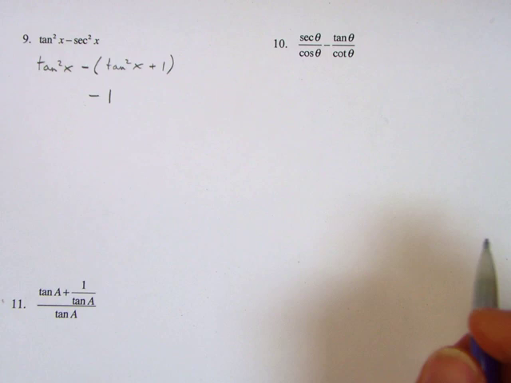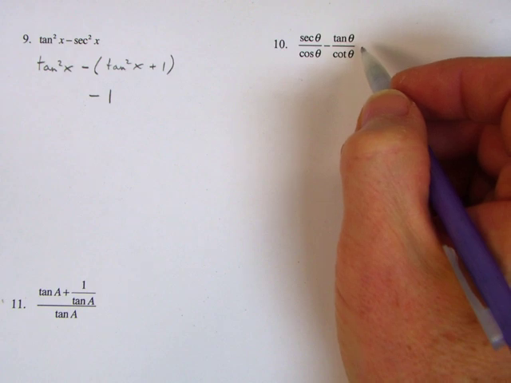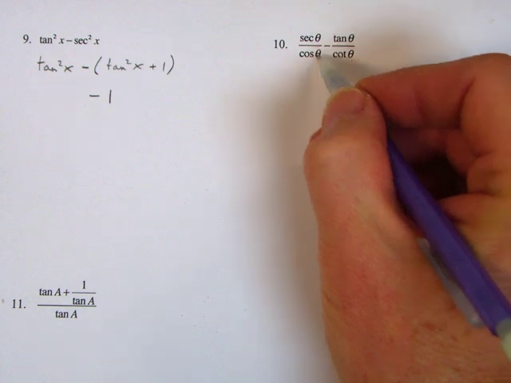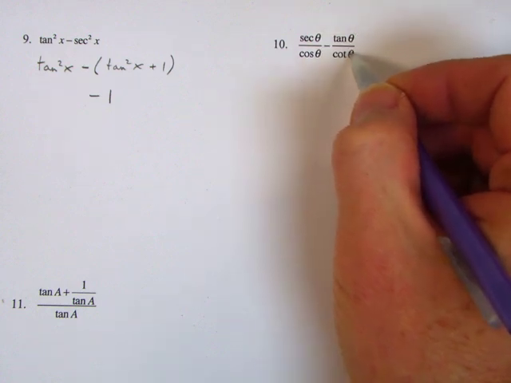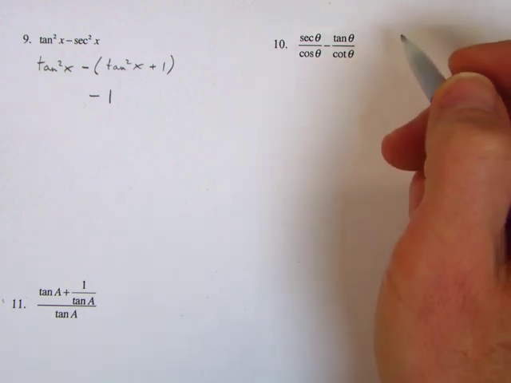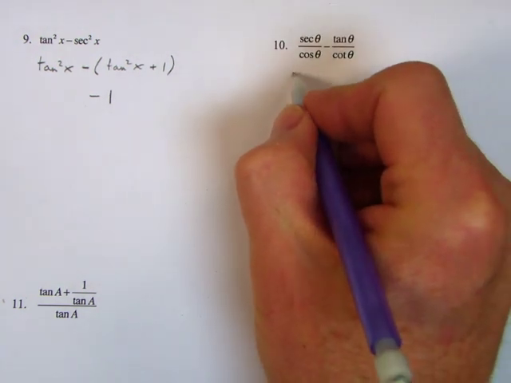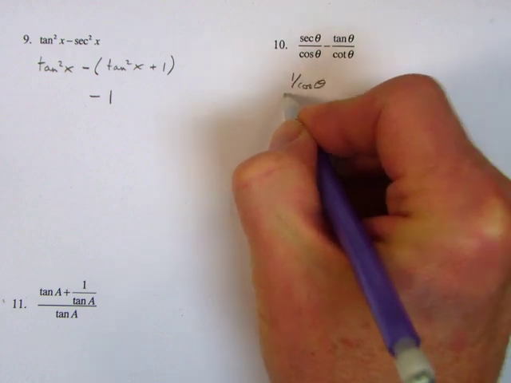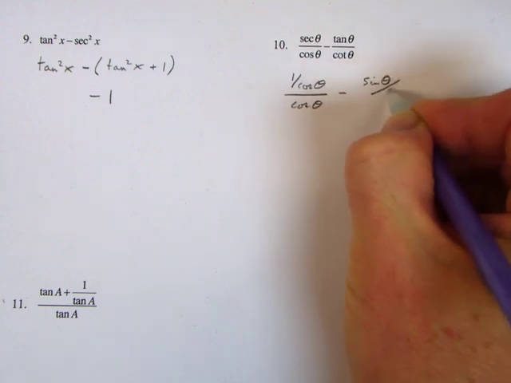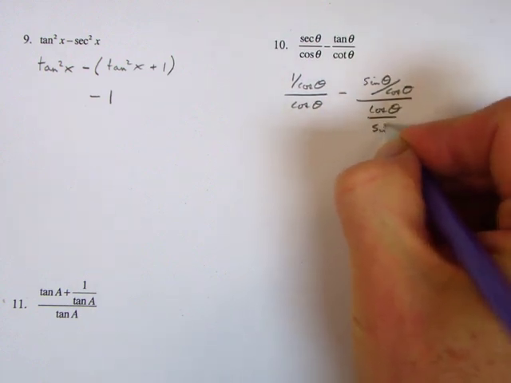On the next one, there's a couple ways we can go about dealing with this. We have secant, cosine, and we have a tangent, cotangent. One way to deal with it is to make them all in terms of sine, cosine. That's not the only way, but this is one way. So if I did that, I could say secant is 1 over cosine, divided by cosine minus sine over cosine, divided by cosine over sine. Now we need to simplify this.